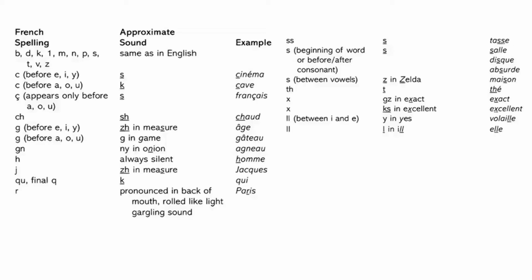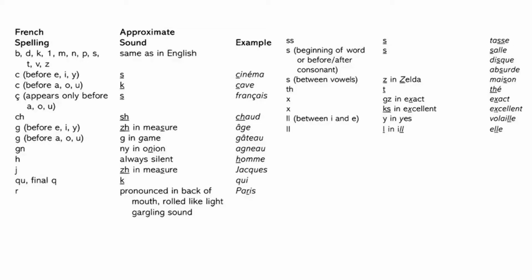So, chake. Now, Q-U sounds K. Q sounds K, so it is Q, U, I is key. Of course, I already told you that Q, U, I is key. Now R, R is pronounced in the back of the mouth, rolled like a light gurgling sound. So it is pahe, pahe.